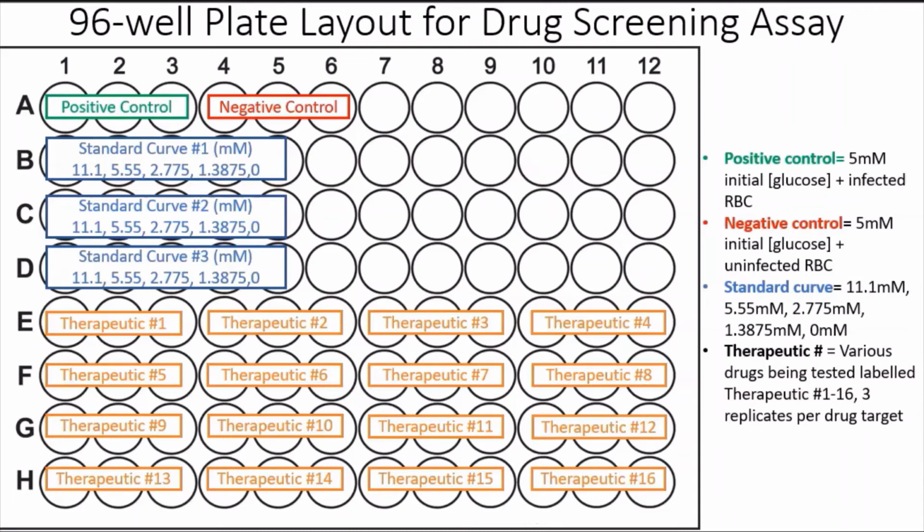Each therapeutic agent is replicated 3 times, and the assay measures absorbance based on glucose oxidase activity. And remember, it's very important that the starting glucose concentration in the wells is 5 millimolar. Our positive control has infected red blood cells. Our negative control has uninfected red blood cells. And our standard curve is replicated 3 times, and the concentrations are shown on the screen. So these videos will just walk you through the steps.